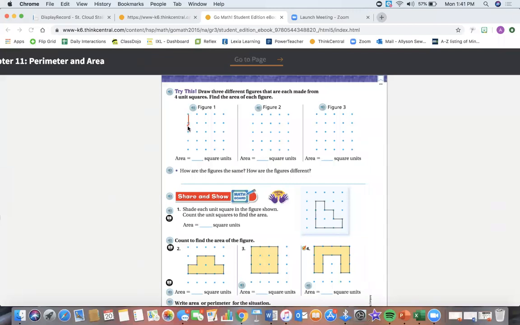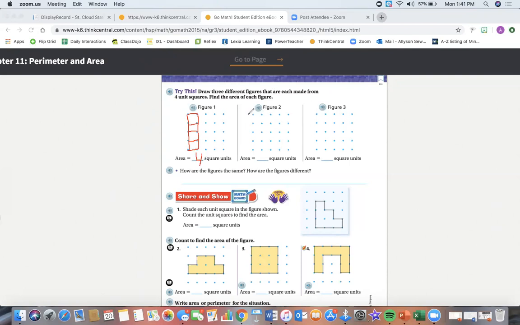So let's say I made this shape. I know I have 1 square unit, 2 square units, 3 square units, and 4. 1, 2, 3, 4. So I know my area is 4 square units. Whoa, that is not good. It's hard writing with just your mouse pad.